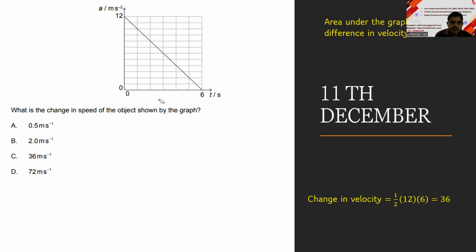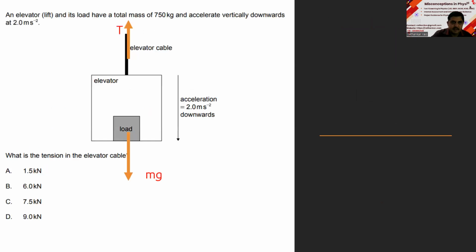So what you need to do? You need to find out the area under the curve. Now you see, that's what I have done. Change in velocity should be equal to, this is nothing but your triangle, half into B. What is B? 6, multiplied by height 12, right? Half into 12 into 6, which will give you 36 meters per second. So the correct answer here is nothing but C. Okay, the answer here is C. Right, let me move on to the next one.